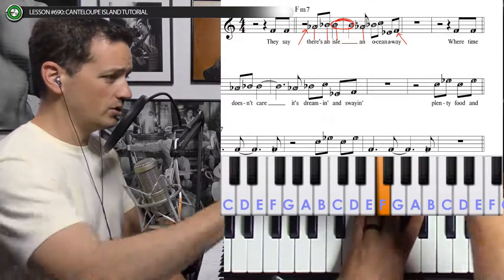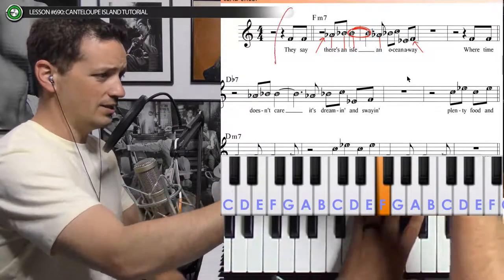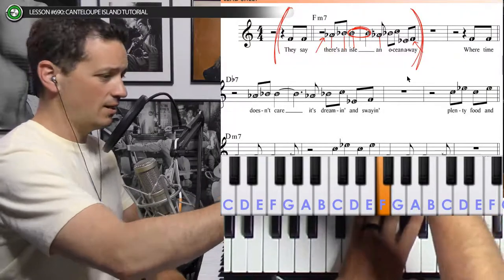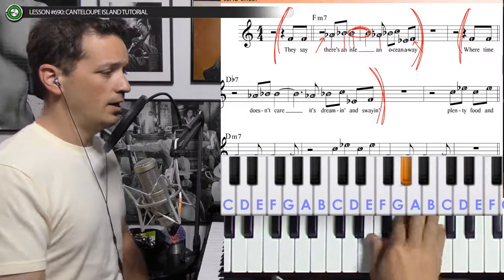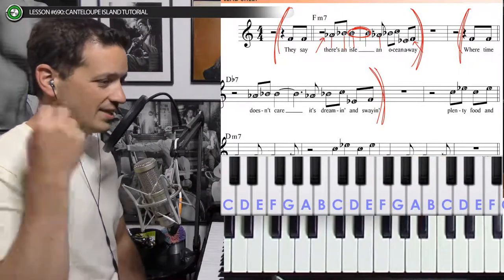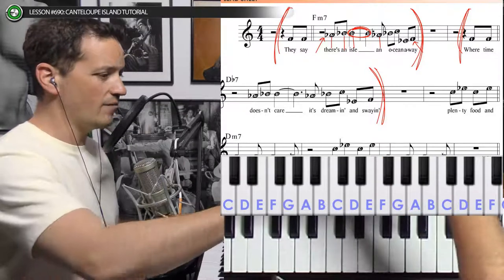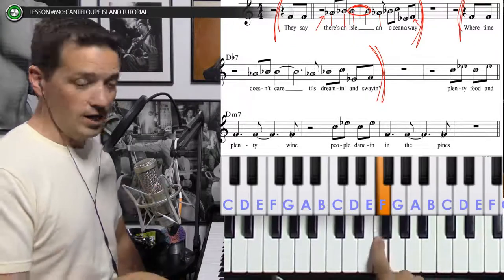Okay, cool. Let's go ahead and stop the track there. Let me show you that one more time. That thing right there is the exact same thing as that thing right there. Where time doesn't care, it's dreaming and swaying. Cool. So that exact same thing twice in a row. And then we have three notes left. Two of them we haven't played, and one of them is F.